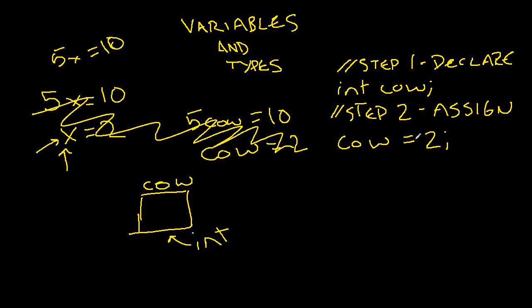But for now, we're not evaluating anything. We're assigning 2 to cow. We're telling the computer, put a 2 in the box. What's in the box? It's a 2.